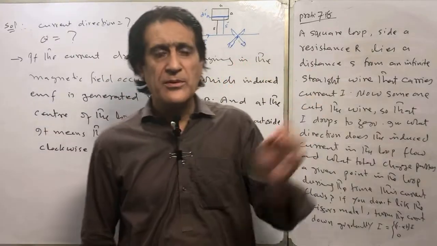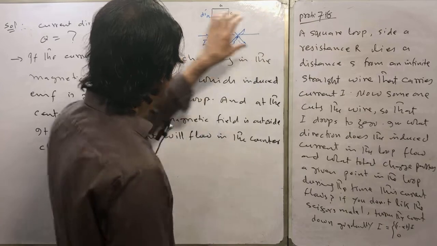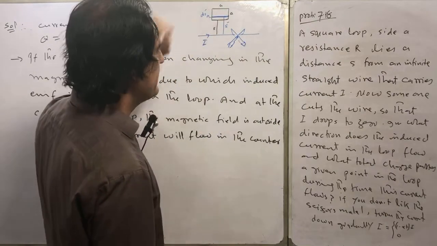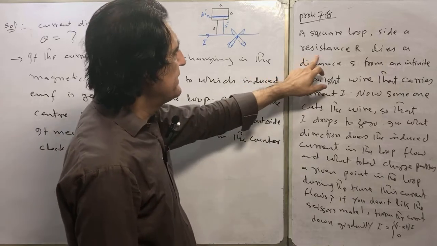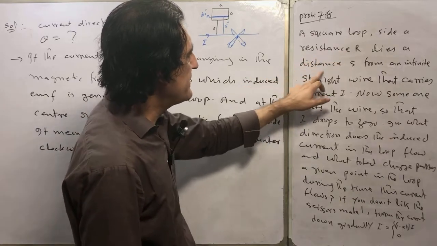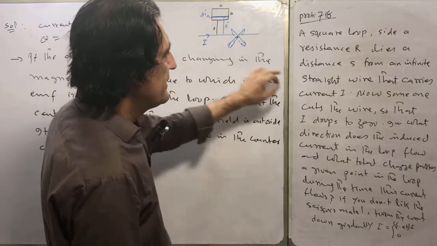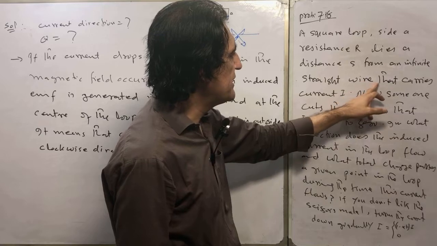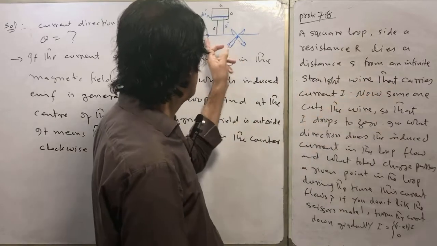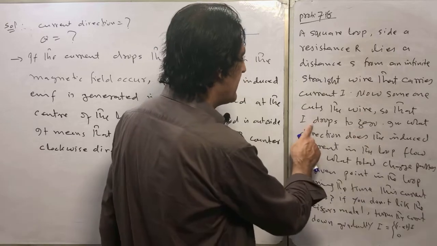In problem number 7.18, we have a square loop with side a and resistance R. It lies a distance s from an infinite straight wire that carries current I.